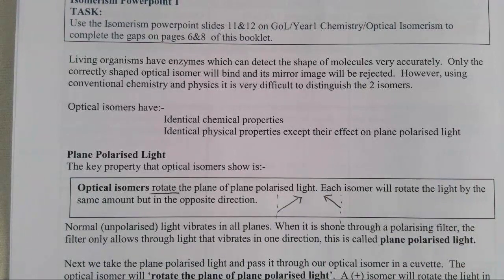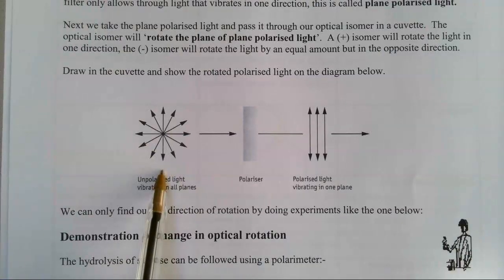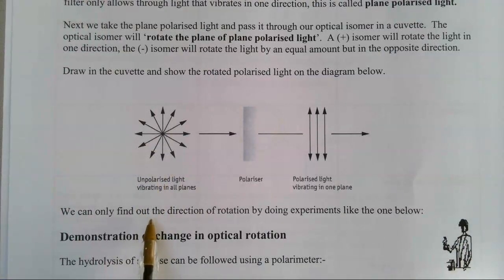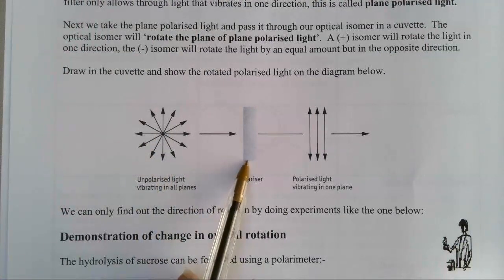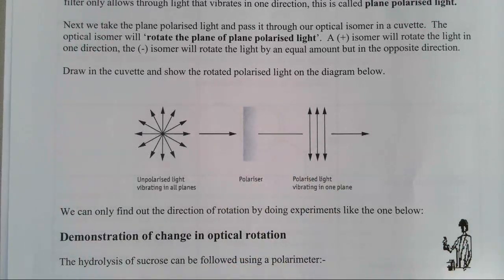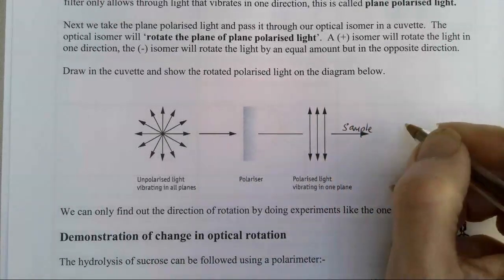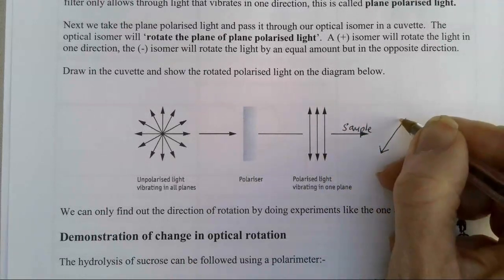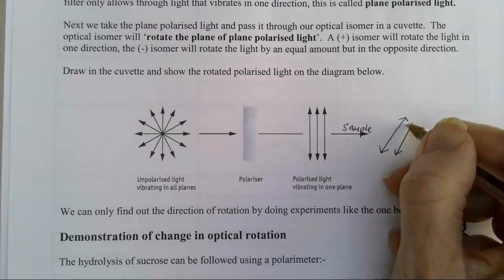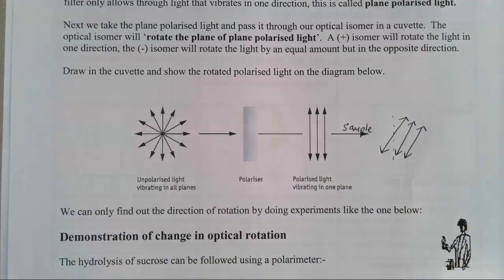Okay, so what do we mean by plane polarized light? Unpolarized light is vibrating in all planes. We pass it through a polarizer, which is a little bit like a sieve. So we get polarized light, light that is only vibrating in one plane. We can then pass this through our sample, and you will see that the plane of that light is rotated from the normal if we have an optical isomer.